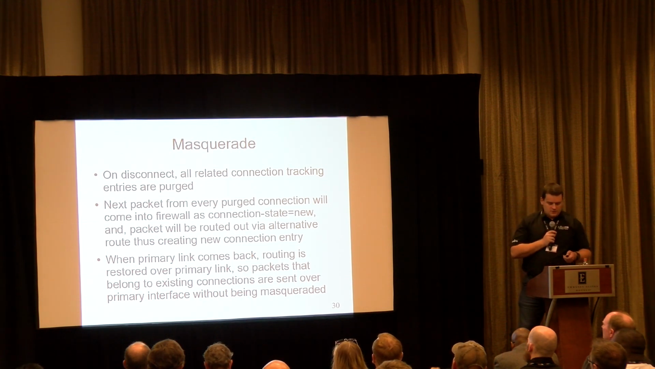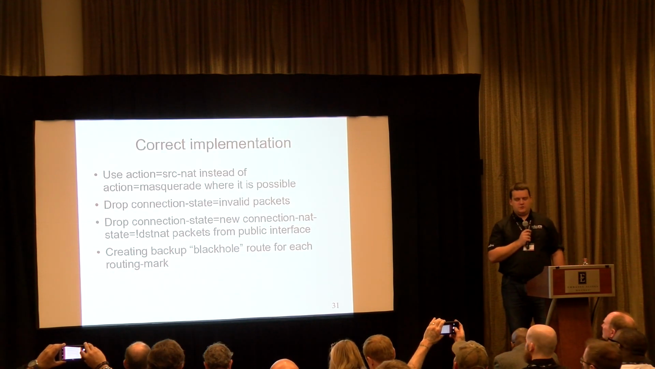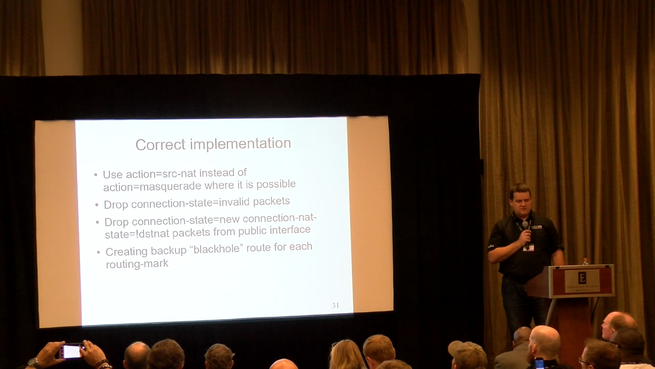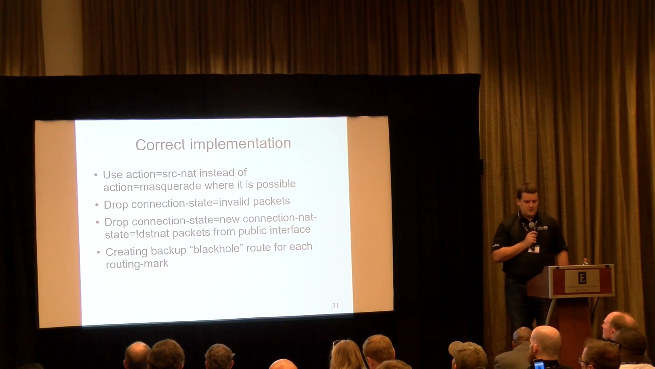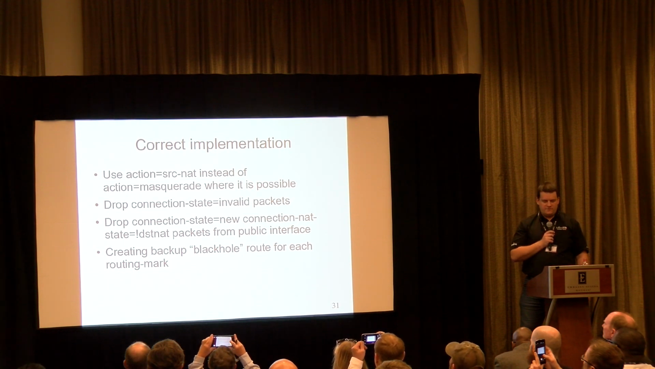So how can you solve that? First of all, of course, use action source NAT instead of Masquerade where it's possible. Second, drop connection state invalid packets in your firewall.